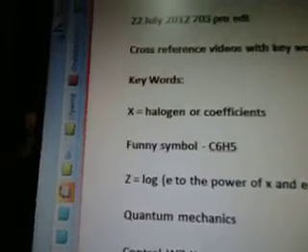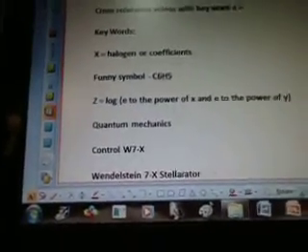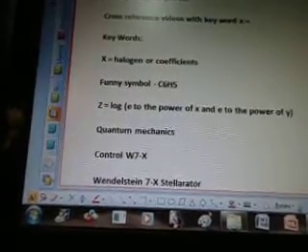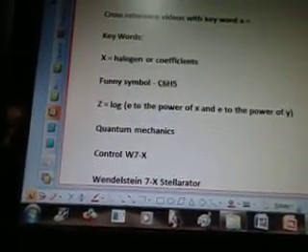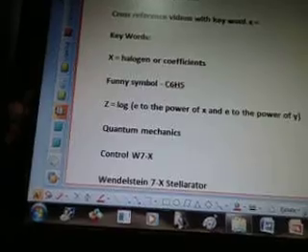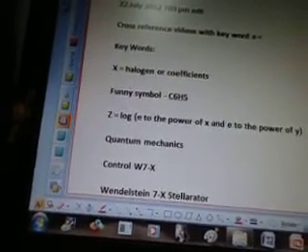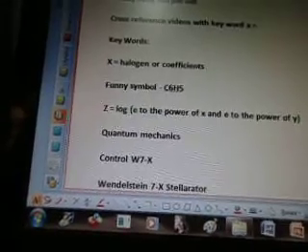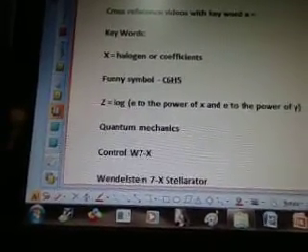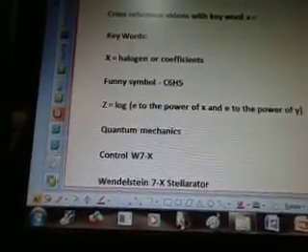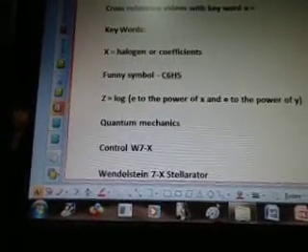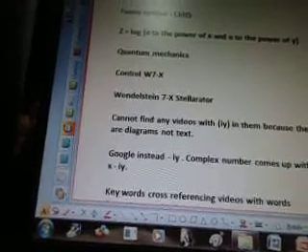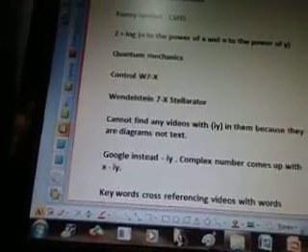So x equals halogen or coefficients. I still have to do research on that, by the way. Forgot to do that. Sorry. Funny symbol is the C6H5. And z equals log e to the power of x and e to the power of y. That came up as well. And then quantum mechanics is another keyword. Control W7-X, Wendelstein 7-X Stellarator.